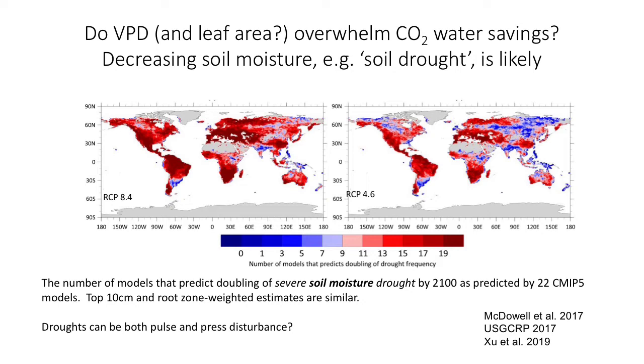I would note that this raises the question of droughts being considered press versus pulse disturbances. We typically think of them as pulse disturbances. They don't happen every year. They're infrequent, but when they happen, they're significant.